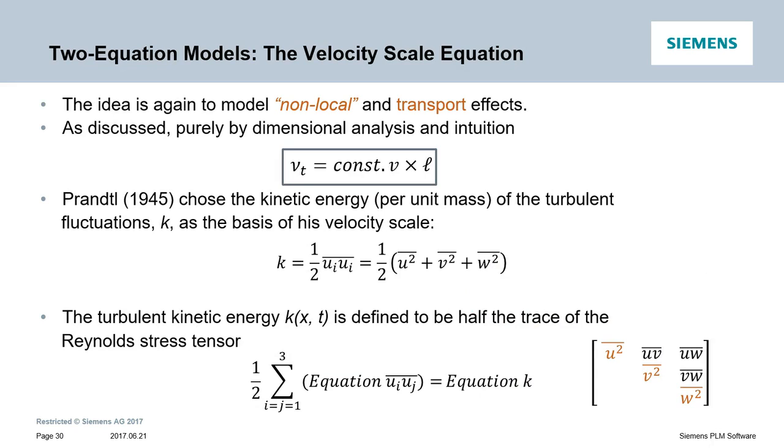The idea is again to model non-local and transport effects. And as we discussed earlier, we can express eddy viscosity in terms of a velocity and a length scale. It seems natural to use turbulent kinetic energy as the basis of velocity scale, because the higher the TKE, the higher the momentum exchange and the higher the eddy viscosity. And turbulent kinetic energy is defined as half the trace of the Reynolds stress tensor, or simply half the sum of the normal stresses.